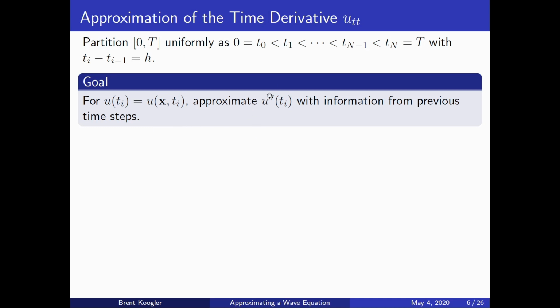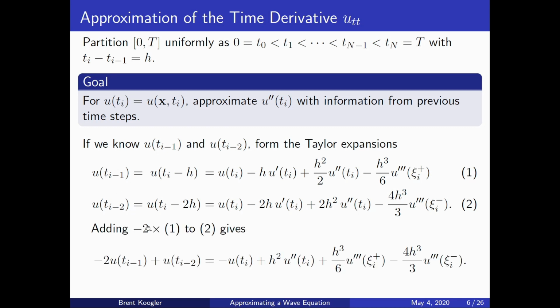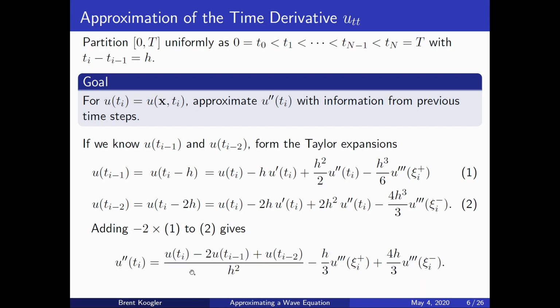So in order to get this approximation goal for the second time derivative, it'll turn out that forming the Taylor expansions at these two time steps, so at times t sub i, if we form these two Taylor expansions, we can then form the appropriate linear combination to get this expression, and simplification yields this.